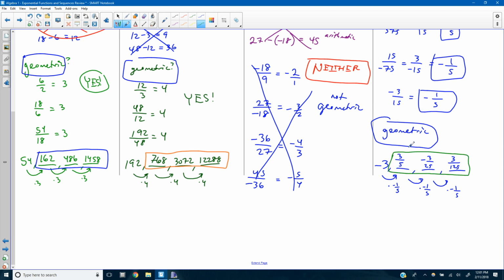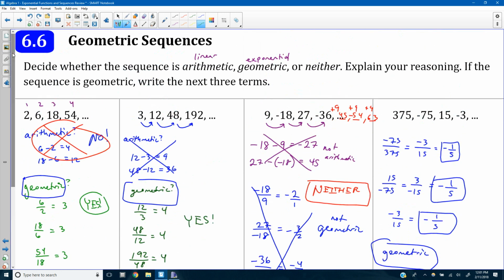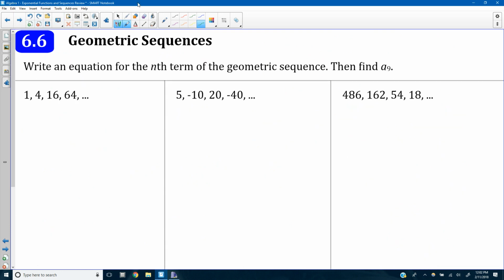It looks like the 3 stays on top from there, and the sign alternates from positive to negative to positive. So those were extending those, determining the sequence. We found common ratios with them. We didn't talk about term number 1 or term number 0 at all, but I think that's coming up next for geometric. Okay, write an equation for the nth term of the geometric sequence, then find a sub 9.